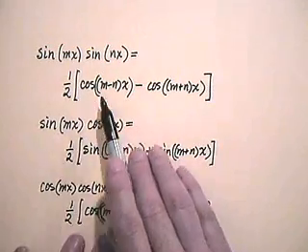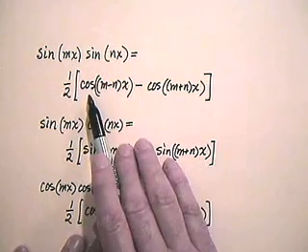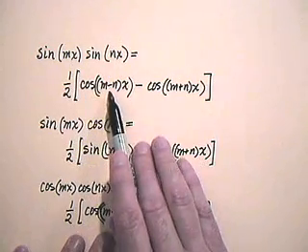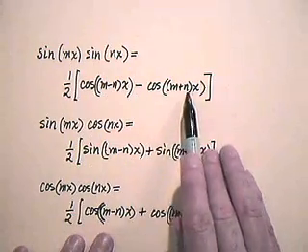So when I have sine of mx times sine nx, it will be cosine of the difference of m and n times x minus the cosine of m plus n times x.